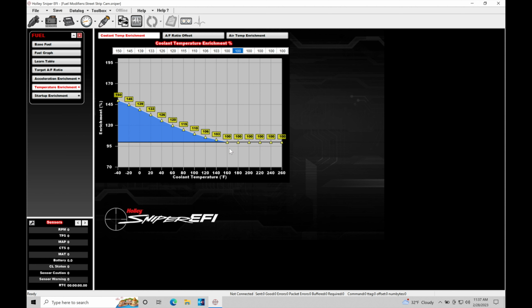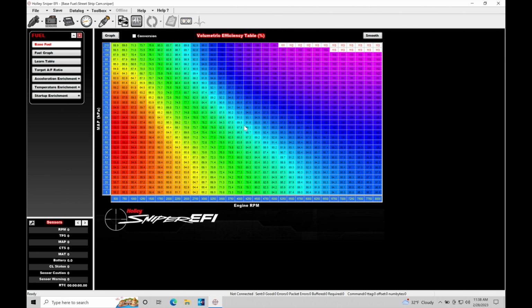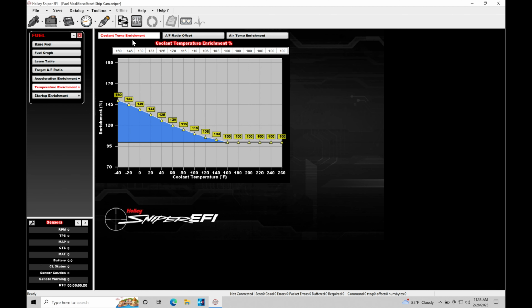What you'll notice is we're getting up to about 160 degrees, all the way up to 260 degrees. We're seeing that the table values are set here at 100%. That means that we're not further refining or correcting anything against our main fuel table, the volumetric efficiency table. So this is going to act as a modifier. It's a percentage of compensation.